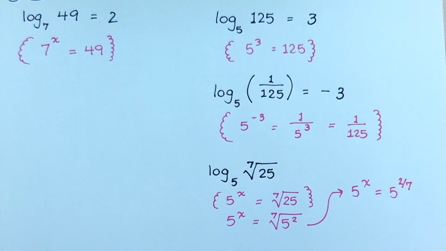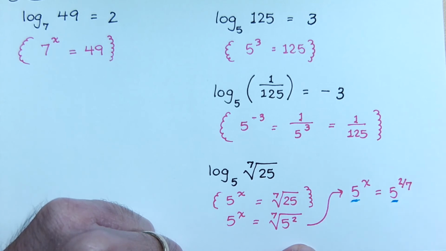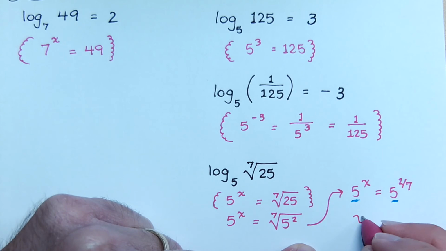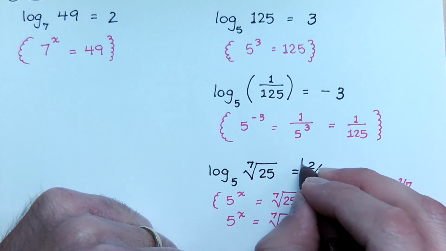And so now this kind of goes back to solving those exponential equations from the past few days. Since these guys have the same base, what can you say about the powers? You can say that the powers must be the same. So x equals 2 over 7. Makes your answer 2/7. And so that means my whole answer is 2 over 7, like that.